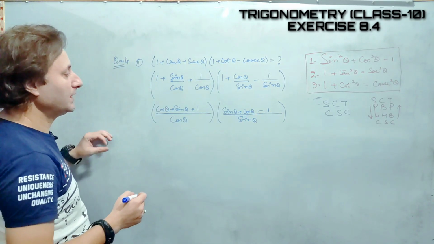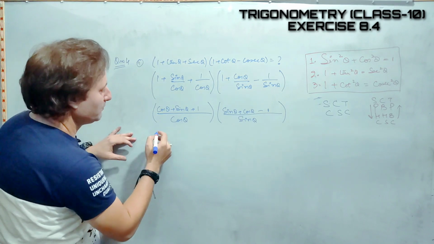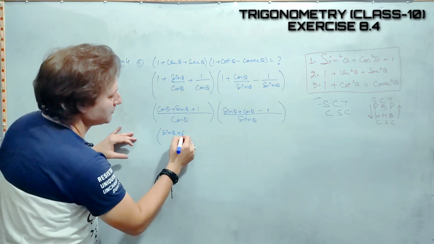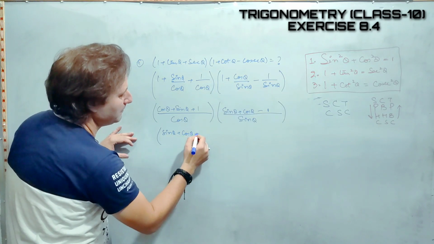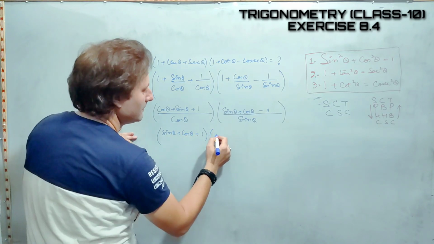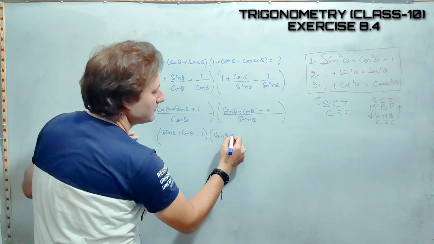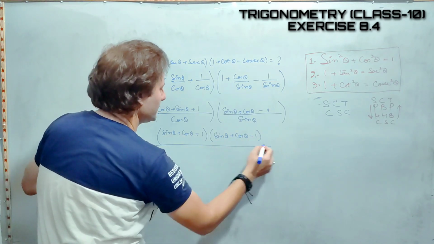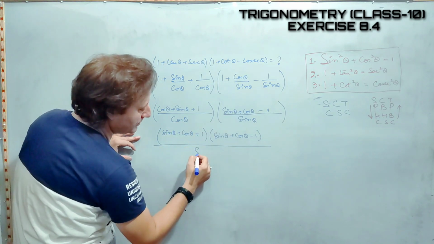Perfect. Now let me do one more thing. I'll write sin θ first, plus cos θ plus 1, and then sin θ plus cos θ minus 1, whole divided by sin θ cos θ.